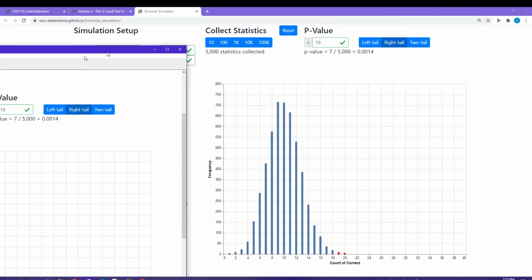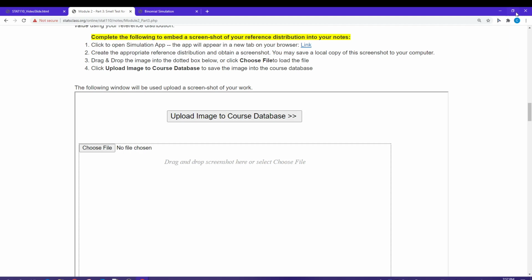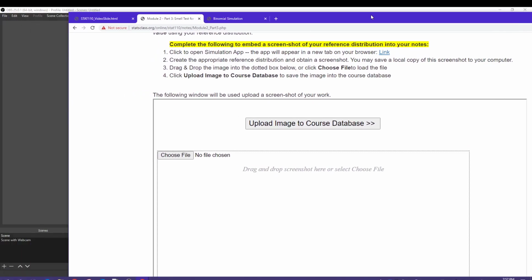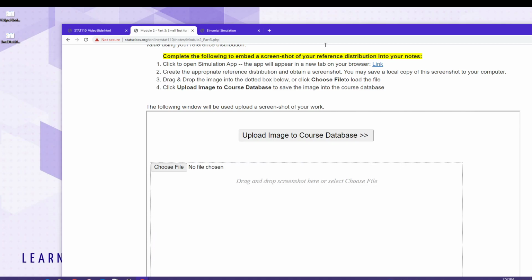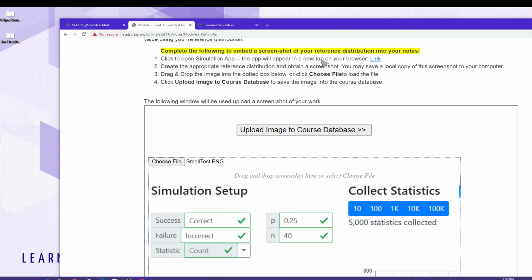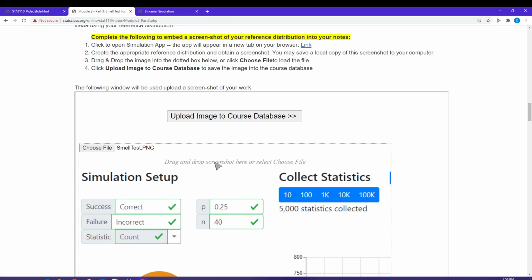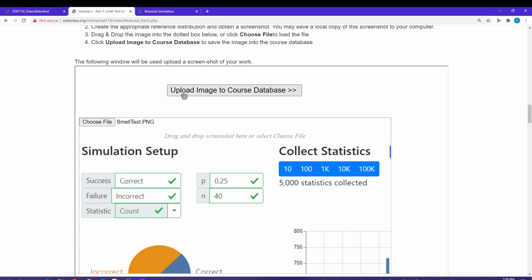And now when I go back to the notes, I want to just drag and drop that file onto the dotted box. Now that just puts the file into your browser. Again, you're going to want to make sure and click Upload Image to Course Database to put it within your course notes. So it's a two-step process here.